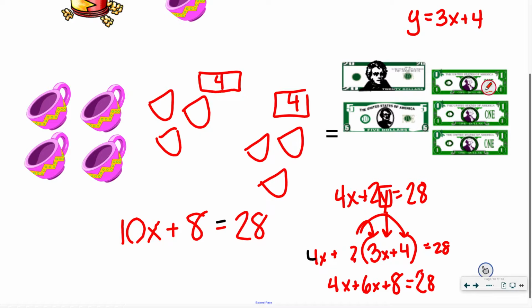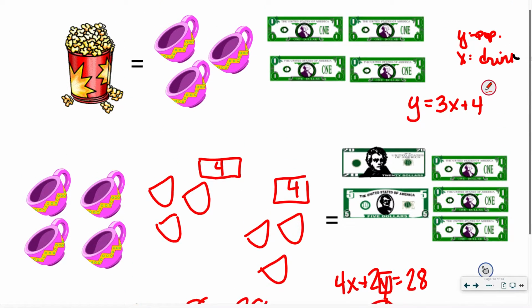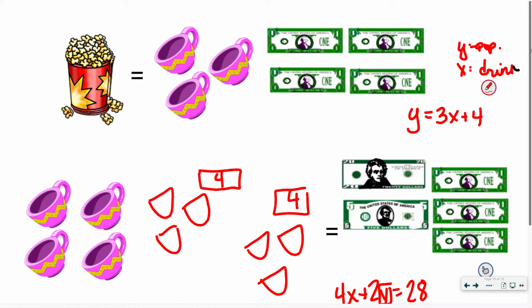Now, I hear you over there, I can subtract 8, so 10x is 20. So what's x? 2. And what does x represent? The drinks. We wrote it right at the top. So how much is each drink? $2. If each drink is $2, how much is my popcorn? 10, because this would be $2, $2, $2. So that's 6 plus 7, 8, 9, 10.